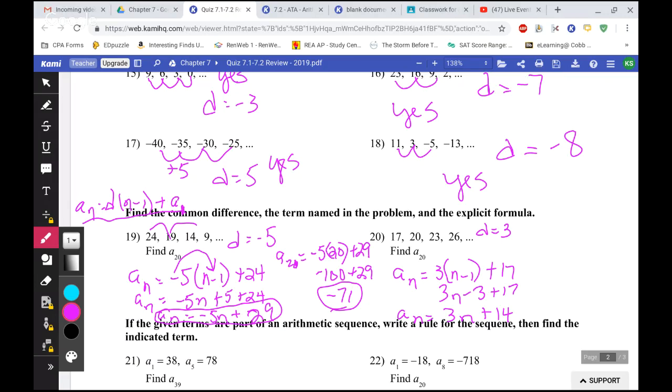And then plus 17. Over here in number 19, the common difference was a negative difference. So it was a negative 5. So when I distribute it to the negative inside the parentheses, it became positive. But over here, my common difference is a positive common difference. So when I distribute inside there, it's a negative. Does that make sense? Yes, ma'am. Okay.